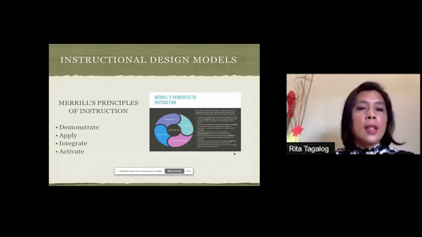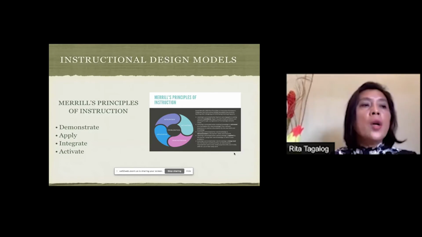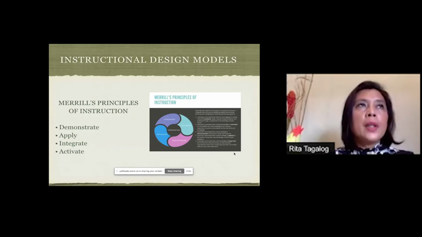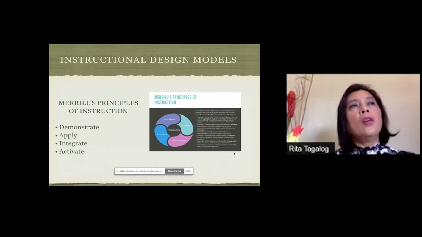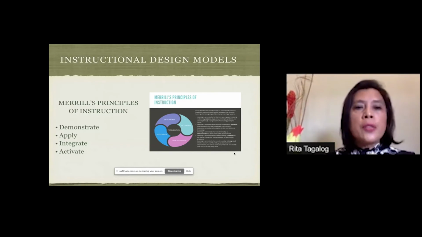The first stage is the demonstration, or what we call demonstrate, wherein learners are able to absorb the information more effectively when they see a prime example. So I would like to use, for example, a health or science subject, and then the topic would be nutritious food.